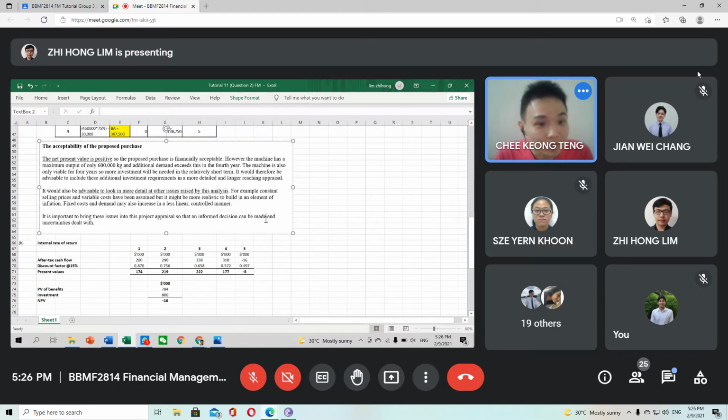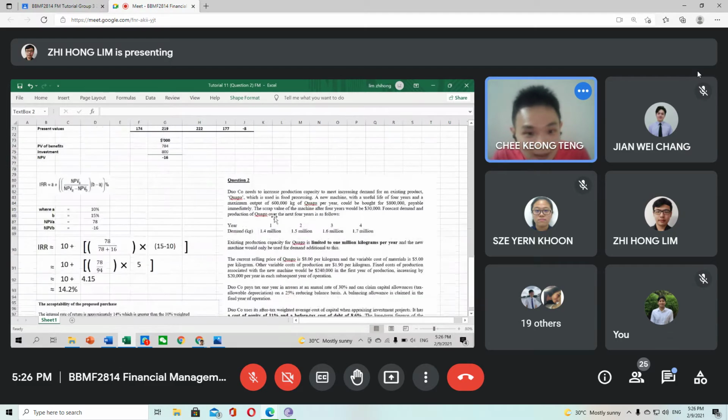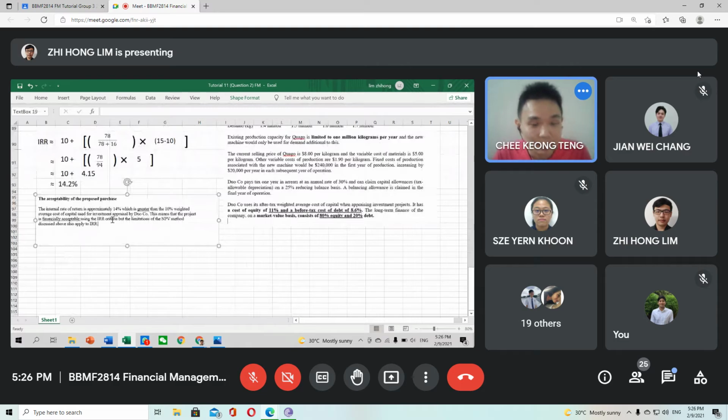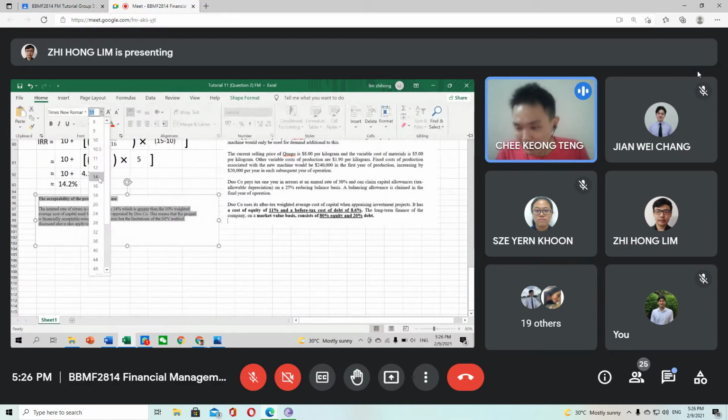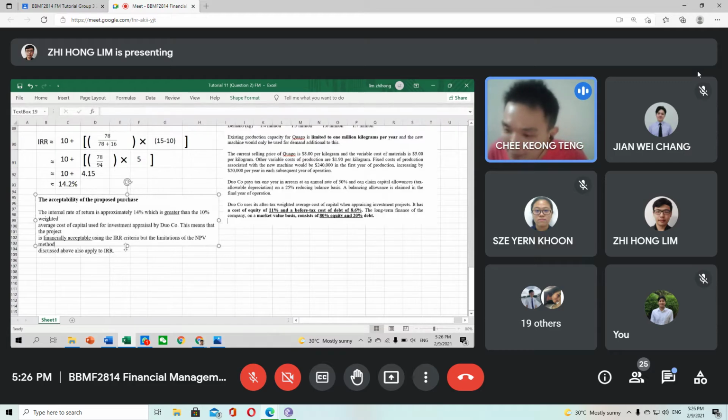All right. And the acceptability of the IRR, the one below. Okay, so for the IRR, actually it's very simple, because IRR is something like NPV also. As long as your IRR is higher than your cost of capital, then you can accept the project. As simple as that.